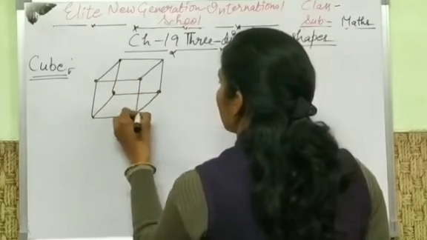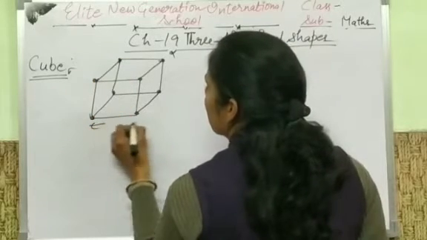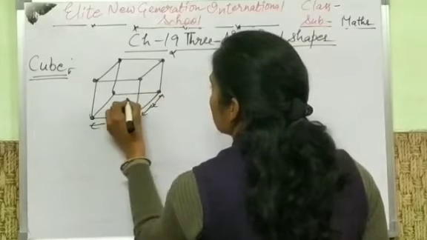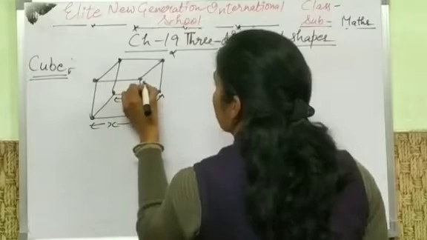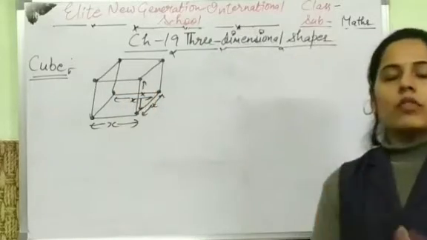In that case, the length, breadth and height, if one of them is x, then this will also be equal to x and this is also equal to x. Yes, this one is also equal to x. So this is the shape of a cube.